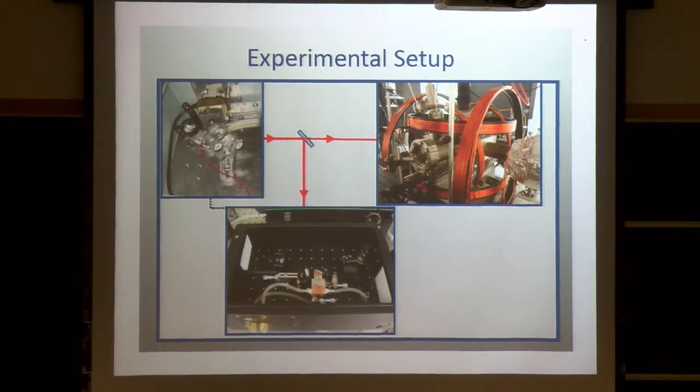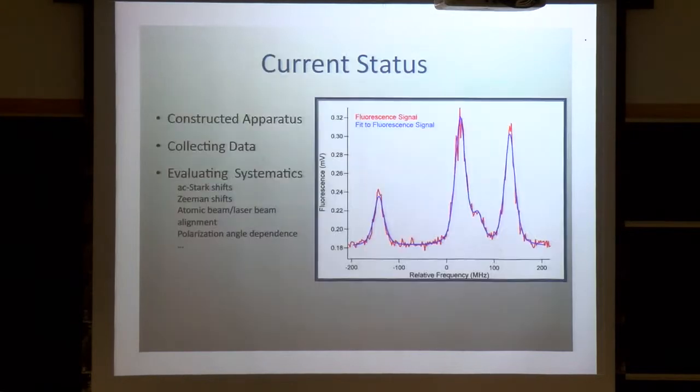So a little more on our experimental setup. This is the atomic beam out of the oven here. This is our interaction zone. The PMT is up here, which we use to measure the fluorescence of our atoms. And then this is our homemade diode laser.